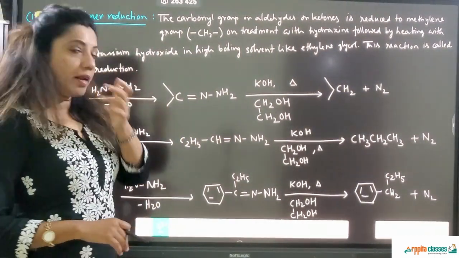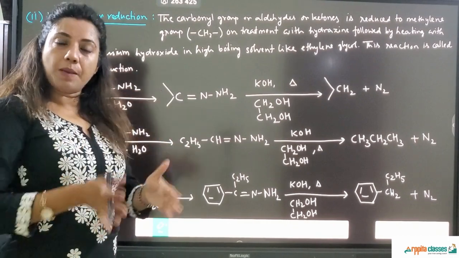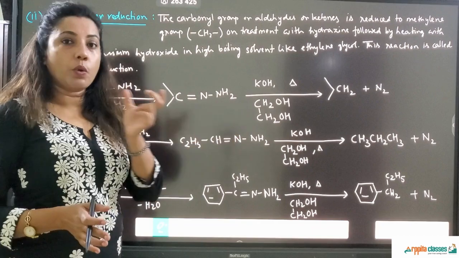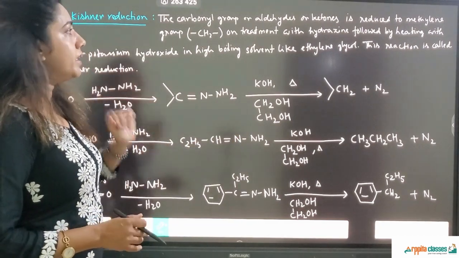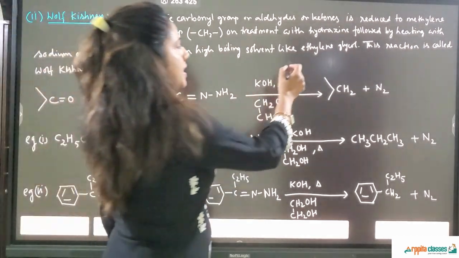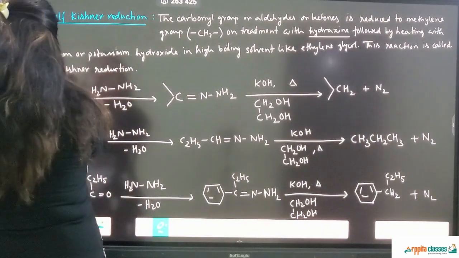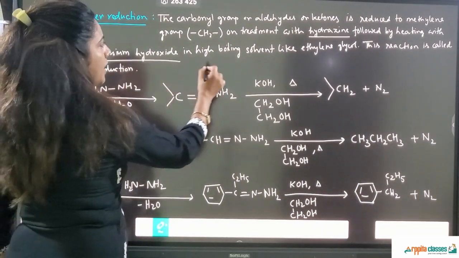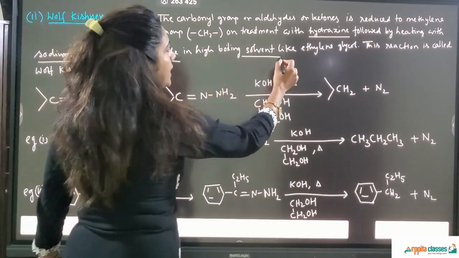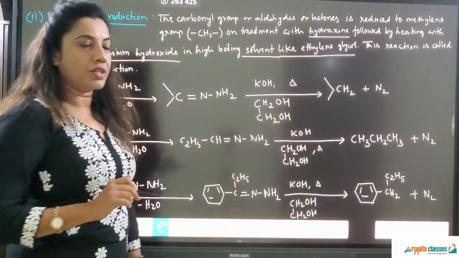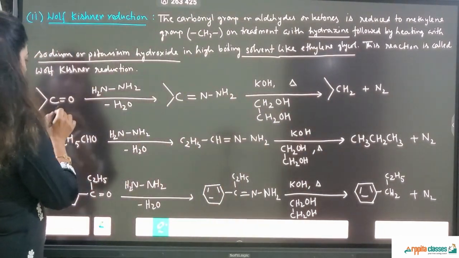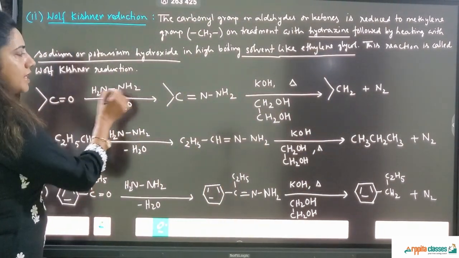As I mentioned, for Clemmensen and Wolff-Kishner, you have the same substrate and the same product, only the reagent is different. So here the reagent is hydrazine, followed by sodium or potassium hydroxide in a high boiling solvent like ethylene glycol. This is the reagent. So you have the same substrate. This is your carbonyl group. Hydrazine is NH2, NH2.